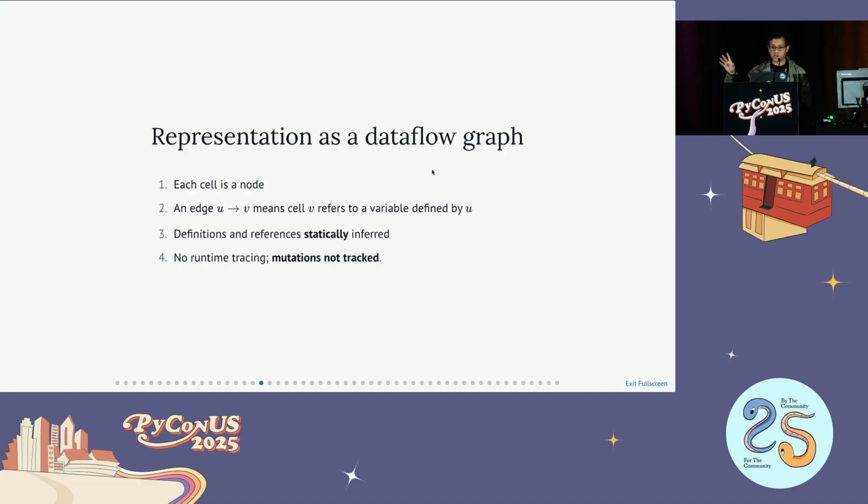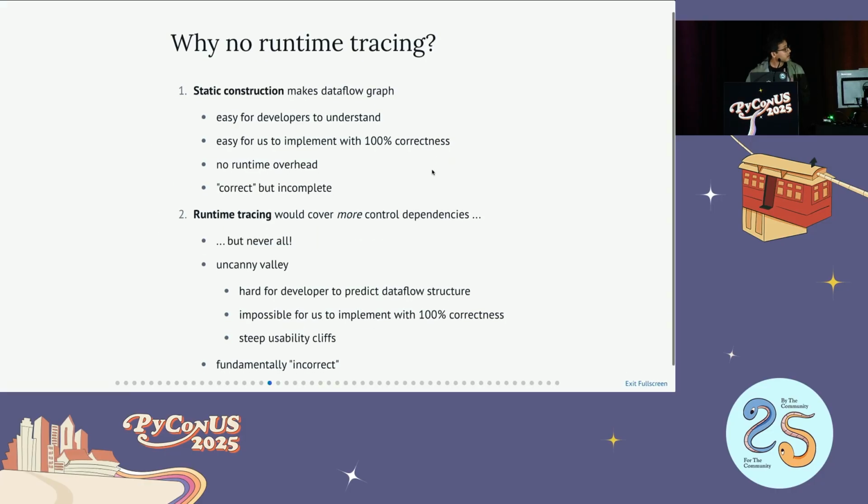It's not going to automatically rerun any cells that refer to that list. It makes no effort to track anything at runtime. So you might ask, why don't we? Why don't we do any runtime tracing? And this is at least the way that we think about it.